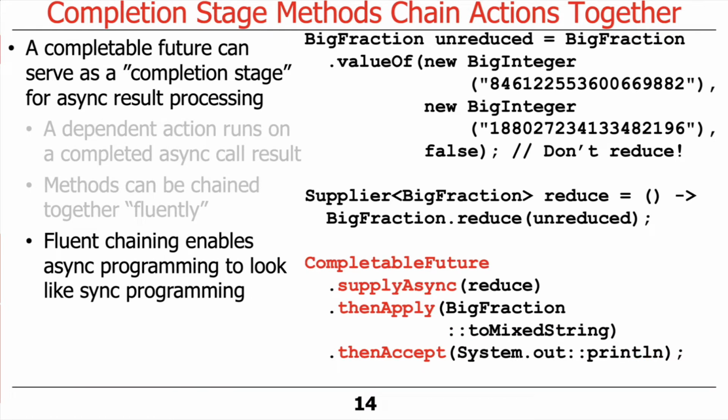Fluent chaining for completable futures is really cool because it allows asynchronous programming to look very much like synchronous programming. It looks at some level like these calls are being called synchronously, even though they're not really. They're being called in reaction to the completion of previously running asynchronous operations. So it's a cool way of giving you a synchronous programming facade atop what is inherently an asynchronous processing pipeline, which is kind of neat.